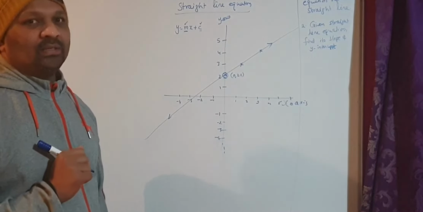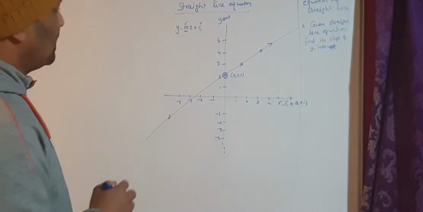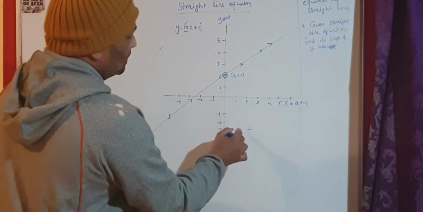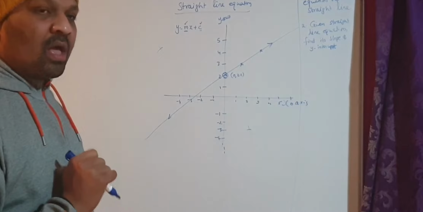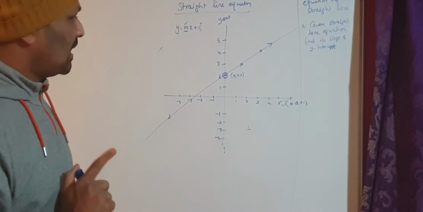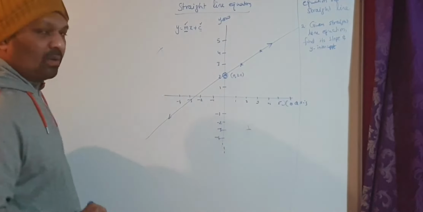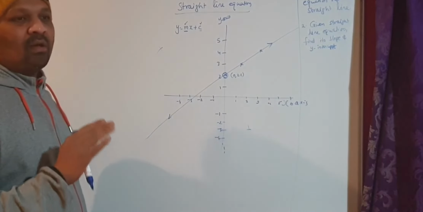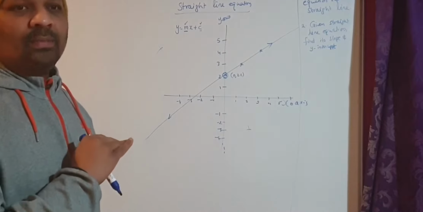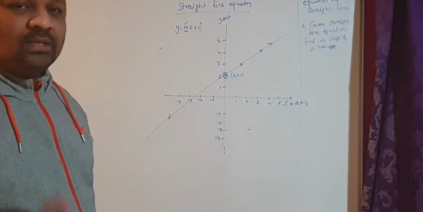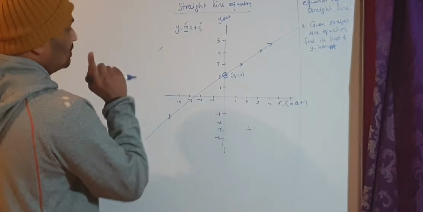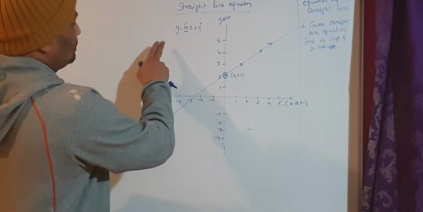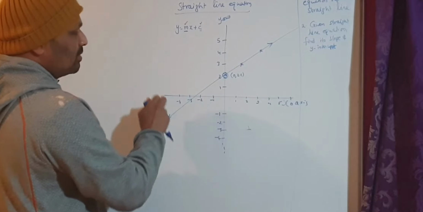It cannot be zero lines, because if two points are given, you pick any two points anywhere on the coordinate plane, a straight line is possible. How many straight lines are possible? Only one straight line is possible given two points on the coordinate plane. So it's very important: if two points are given, there is only one straight line that passes through those two points. It cannot be zero, it cannot be more than one.